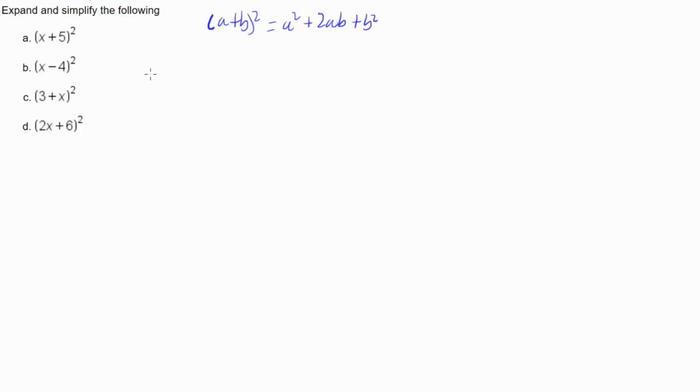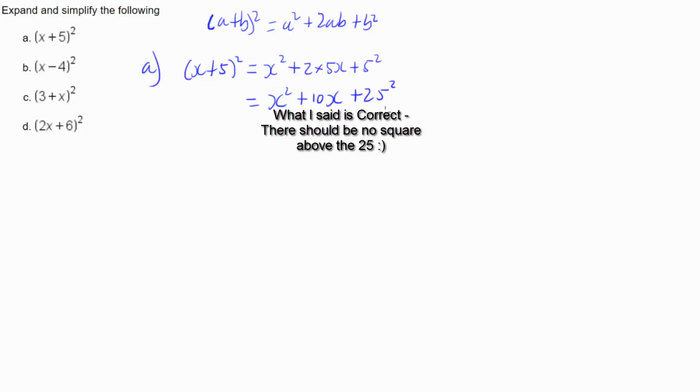So if we have a look at part A, what I've got is (x + 5) all squared. So if we apply our rule, I'm going to have the first term squared, so x squared, plus twice the two terms multiplied together. So I'm going to have 5 times x, so twice 5x, plus the last term squared, so 5 squared. So this is going to give me x squared plus 10x plus 25.